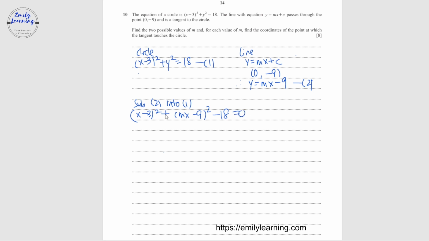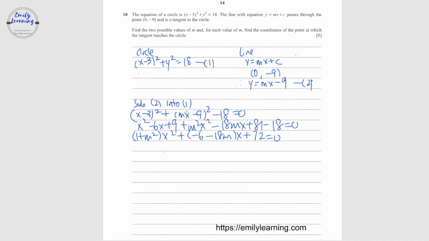Okay, x squared minus 6x plus 9 plus m squared x squared minus 18mx plus 81 minus 18. So continue to simplify. I know that the coefficient of x squared is 1 plus m squared. Coefficient of x is minus 6 minus 18m. Then the constant is 9 plus 81 minus 18, which gives me 72.